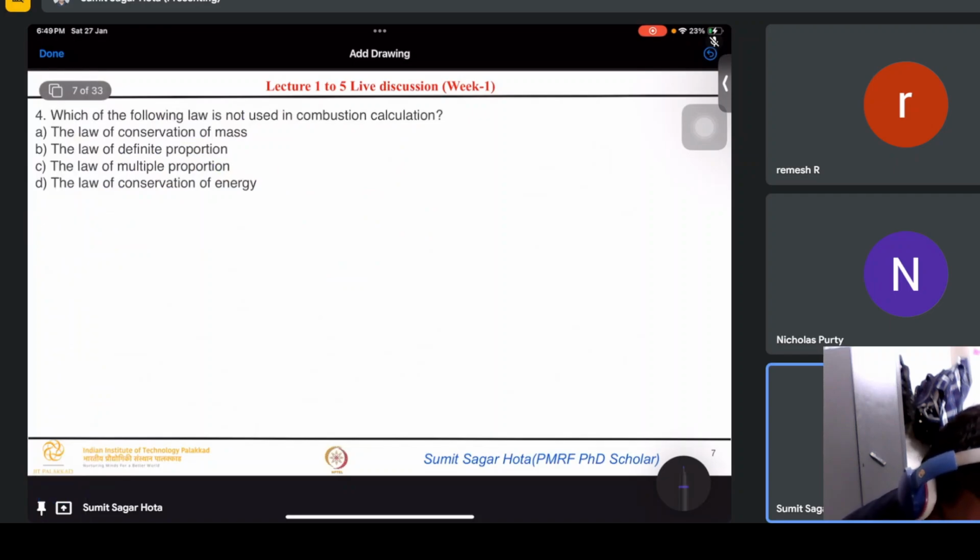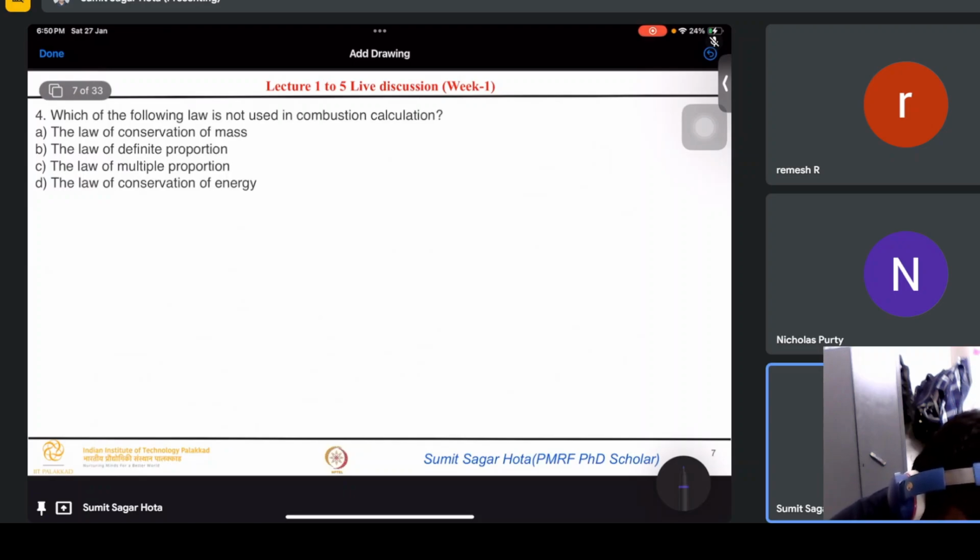Which of the following laws is not used in the combustion calculation? This is a very tricky question, because if you don't know the three laws, then you obviously cannot answer this question. So you have to know these four laws, then only out of four you can find out which one is the wrong option. This kind of question you can expect in your exam.